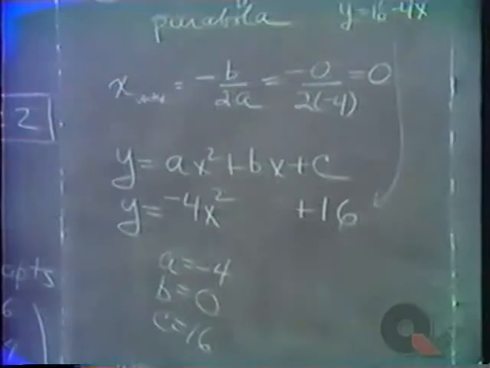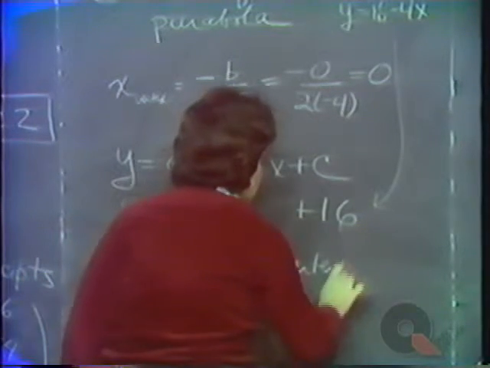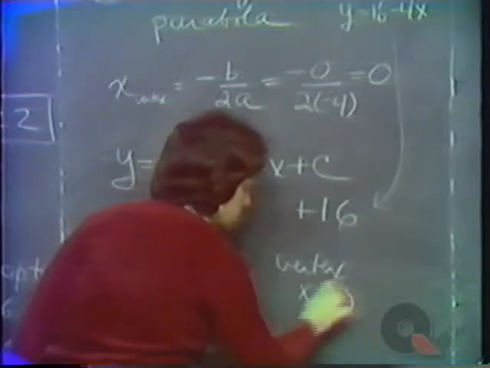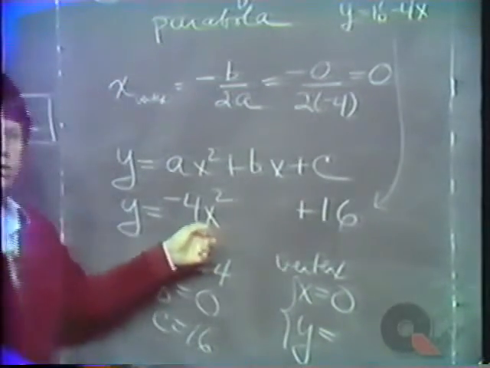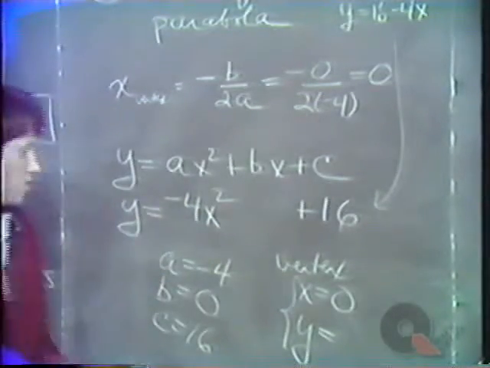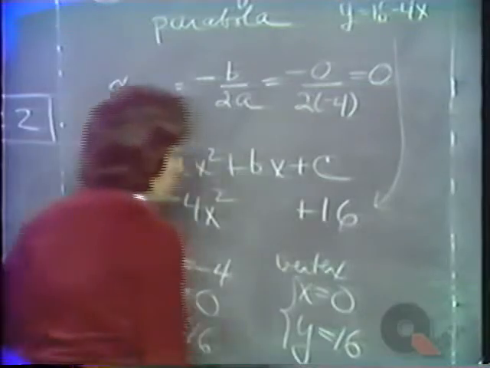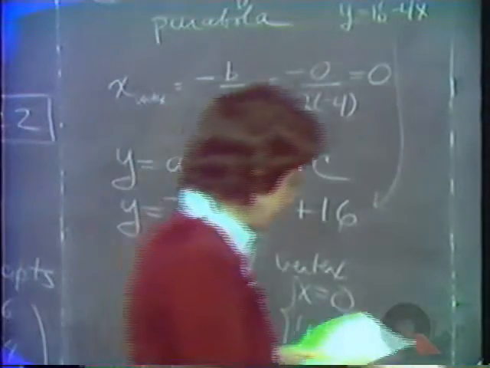And if you want to find out where the vertex is, it's x equals 0, and to figure out what y equals, you substitute x equals 0 into the equation. If x equals 0, y is equal to 16. So here we have the coordinates of the vertex of this parabola, or the turning point of the parabola.